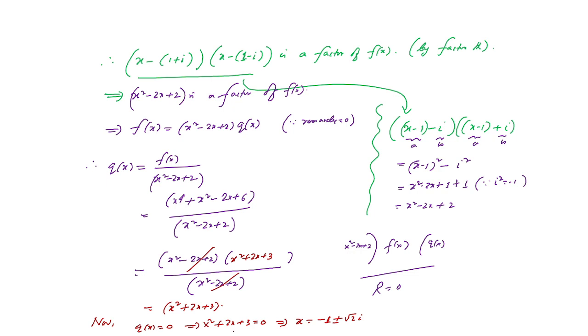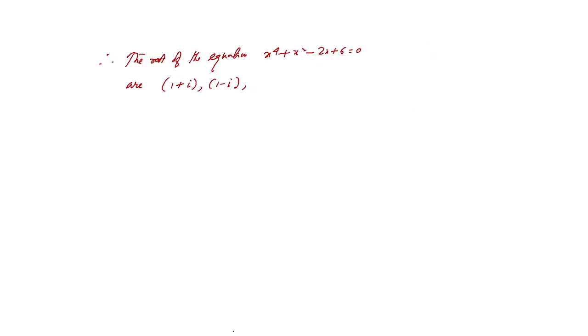So what are the roots? Therefore, the roots of the equation x to the power 4 plus x square minus 2x plus 6 equals 0 are: 1 plus I is given, its conjugate 1 minus I occurs. We get the other roots by taking the quotient equal to 0. One is minus 1 plus root 2i, another one is minus 1 minus root 2i. These are the 4 roots of the equation.